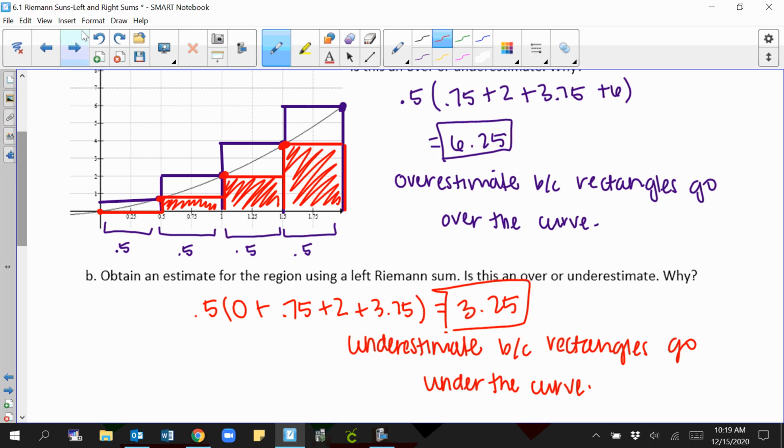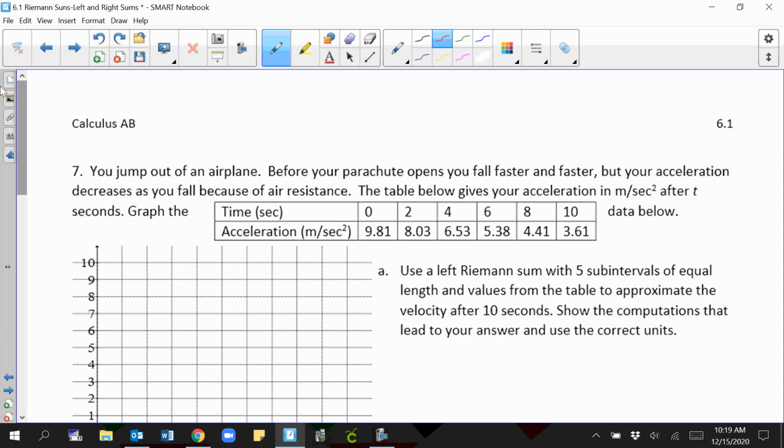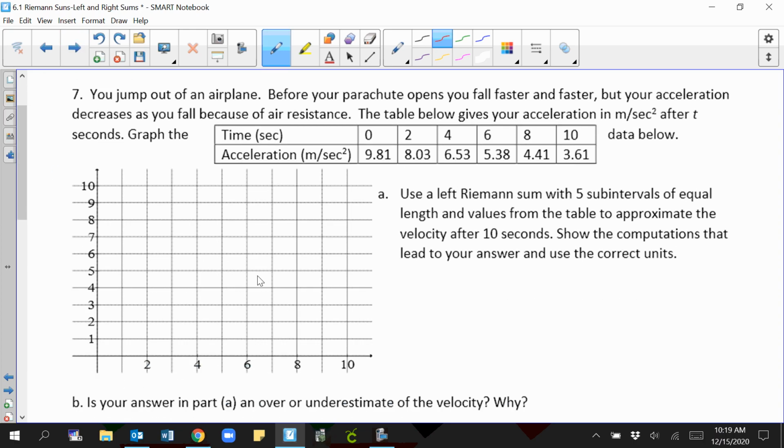So let's look at another one. You jump out of an airplane. Before your parachute opens, you fall faster and faster, but your acceleration decreases as you fall because of air resistance. So the table below gives your acceleration in meters per second squared after t seconds. So graph the data below.